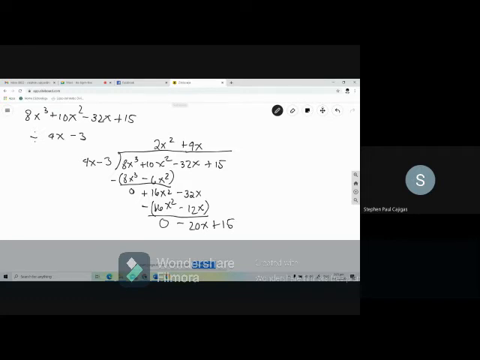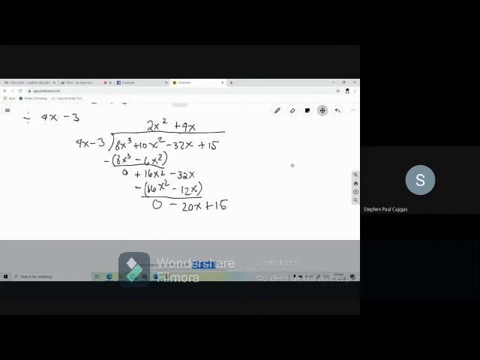And then we again divide. So negative 20x divided by 4x. So that is negative 5. As negative 5 times 4x is negative 20x. Negative 5 times negative 3 plus 15. And so negative, tapos subtract in here. So magiging 0. 15 minus 15 is also 0. And so this is our final answer, 2x squared plus 4x minus 5.